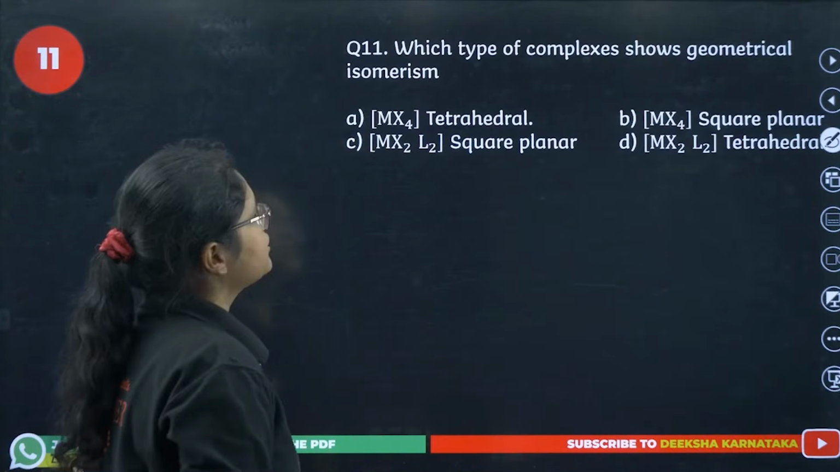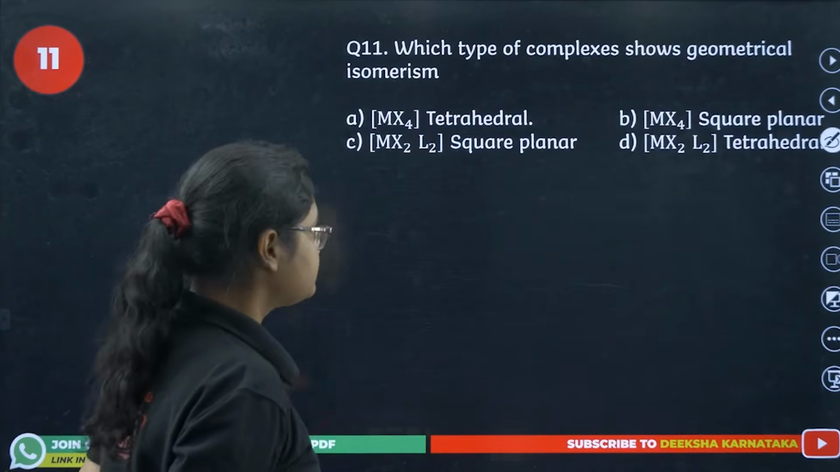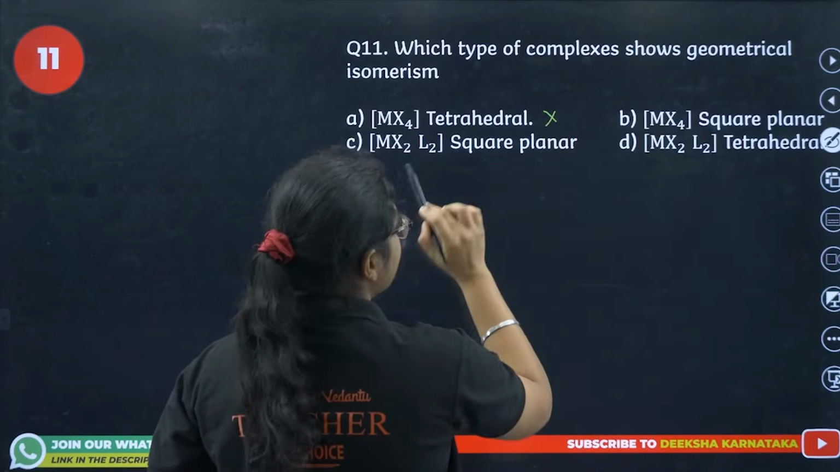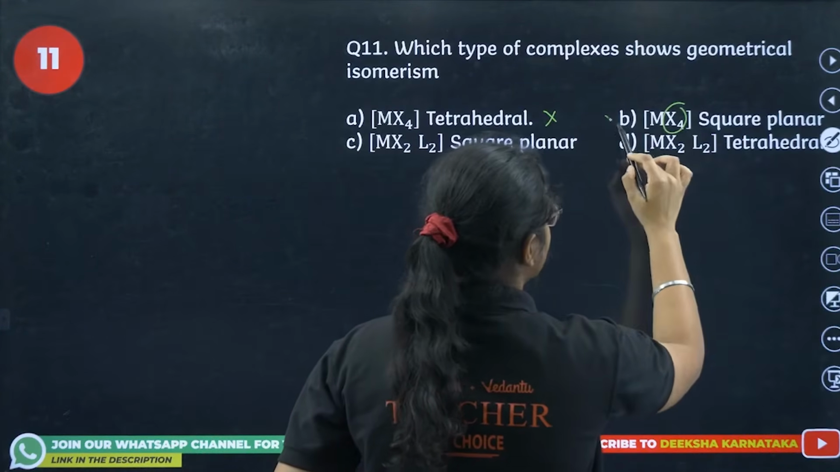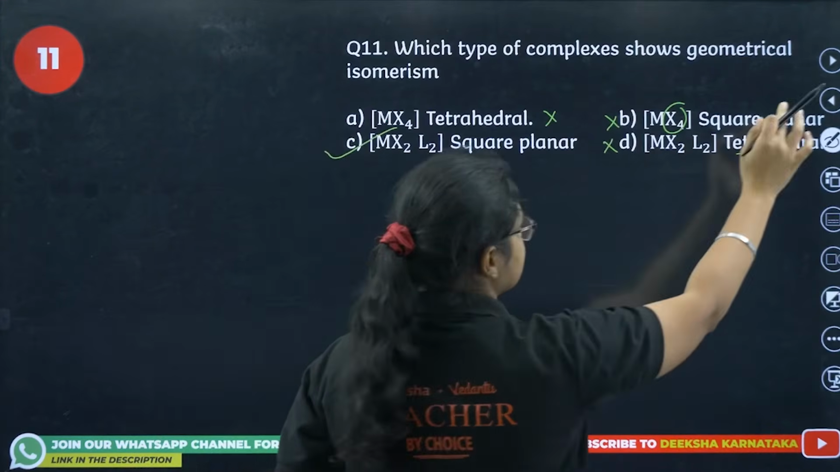Next, which type of complexes shows geometrical isomerism? So we know that tetrahedral will not show, square planar will show. Here all the ligands are same, so that will also not show, and again tetrahedral will not show. So option number C here.